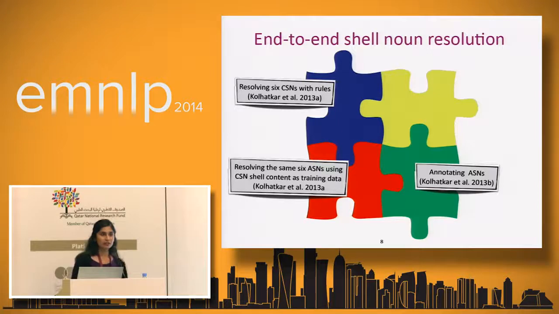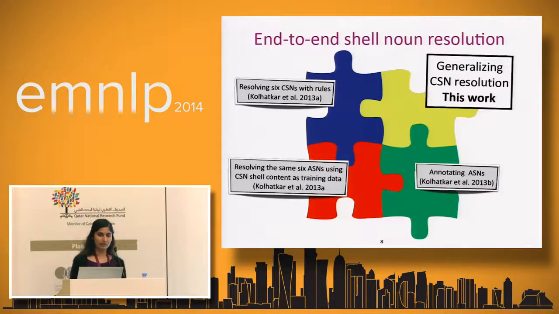Then we developed an approach to reliably annotate ASNs for evaluation. And this work is the missing piece in this jigsaw puzzle. In particular, in this work, we generalize CSN resolution, that is cataphoric shell noun resolution, which in turn generalizes anaphoric shell noun resolution, and which kind of completes this end-to-end shell noun resolution system.